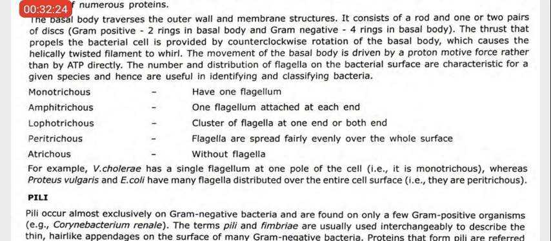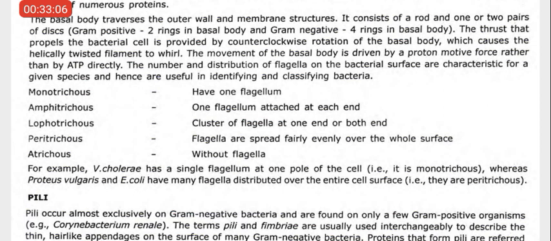Then monotrichs have one flagellum, amphitrichs one flagellum attached at each end, then lophotrichs cluster of flagella at one end or both ends. Then peritrichs: flagella are spread fairly evenly over the whole surface. Then atrichs, without flagella. Mono, amphi, lopho, peritrichs, atrichs.